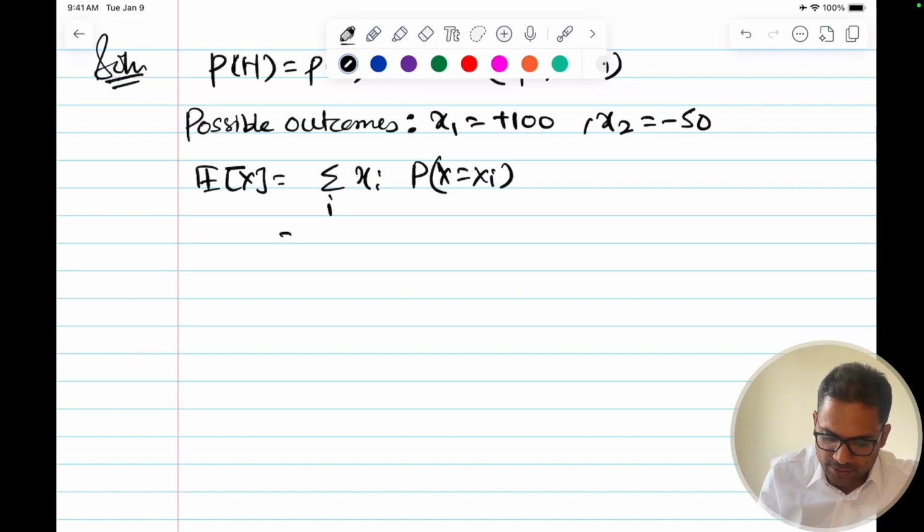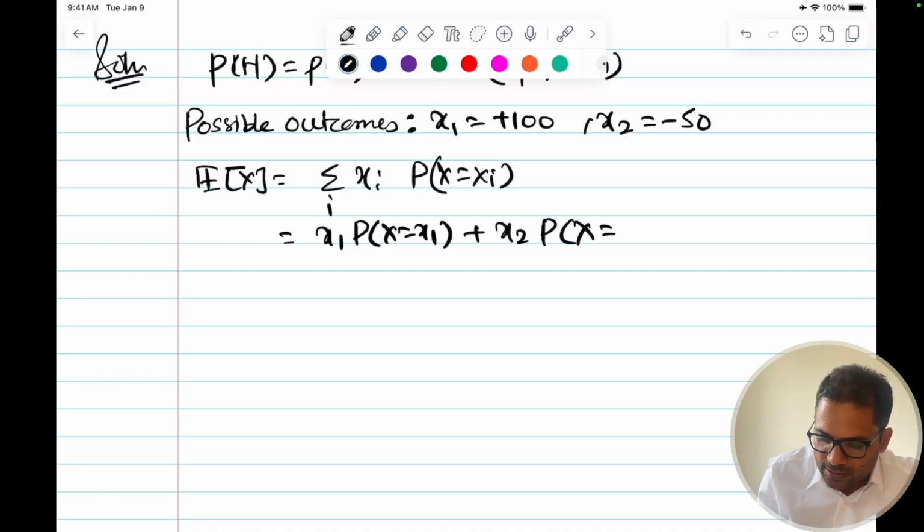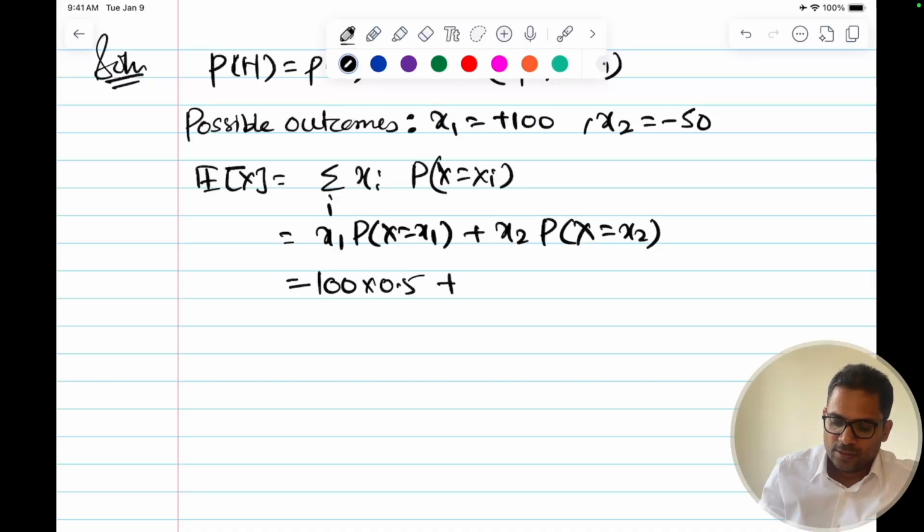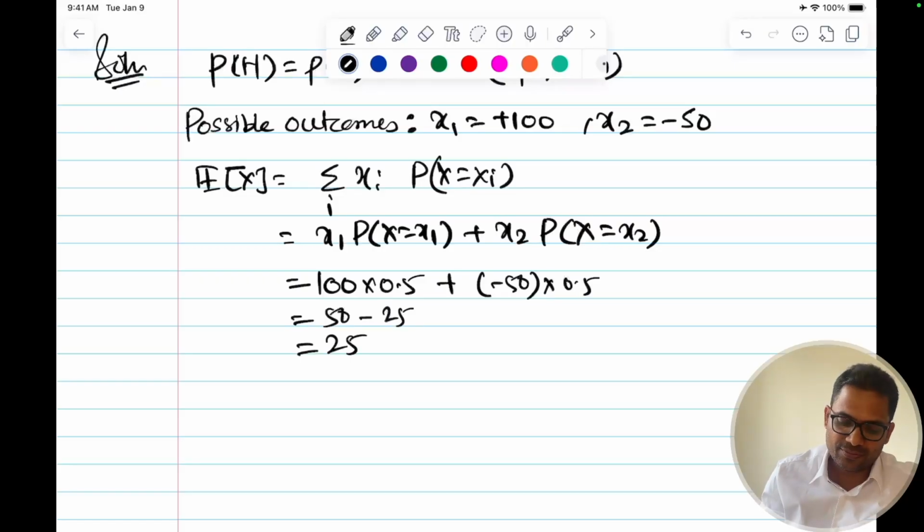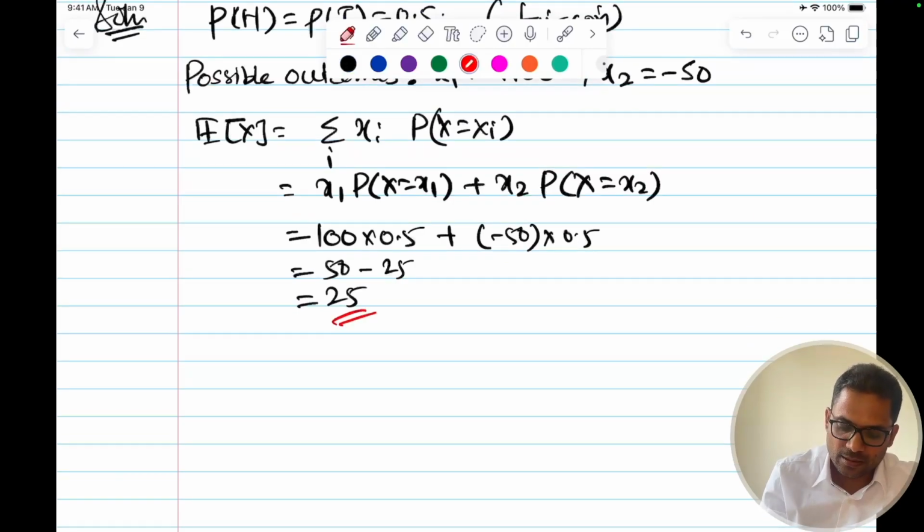So this is the expectation, probabilities we know. What are the values we have? We have x1 into probability of x is equal to x1 plus x2 into probability of x is equal to x2. So x1 is 100 into 0.5 plus, what is x2? That is minus 50 into 0.5. Simple, 50 plus minus 25, that is equal to 25.